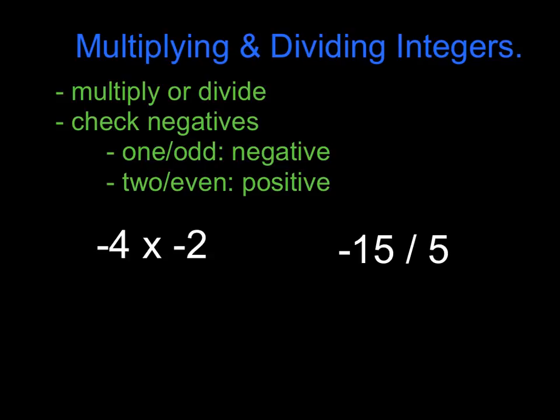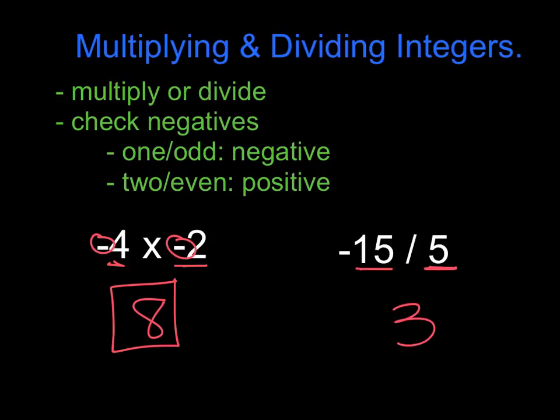So this first example, negative 4 times negative 2, ignore those negatives and just multiply 4 times 2, which is 8. Then you go back and count. I have 2 negatives, so that makes my answer positive. In my second problem, I have negative 15 divided by 5. All I'm going to do is focus on the division first. 15 divided by 5 is 3. Then I go back and count, and I only see 1 negative, so my answer is negative 3.